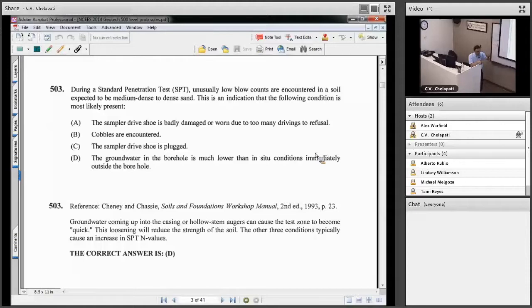atmospheric pressure difference between the sample and the air above. So I've seen a few indications where some people predict liquefaction because you get low blow counts, but it's because they just had lousy sampling techniques. Okay.